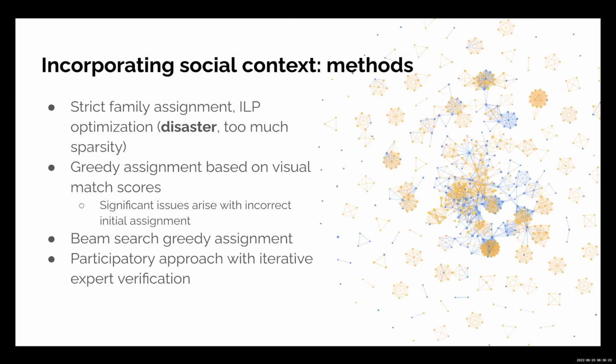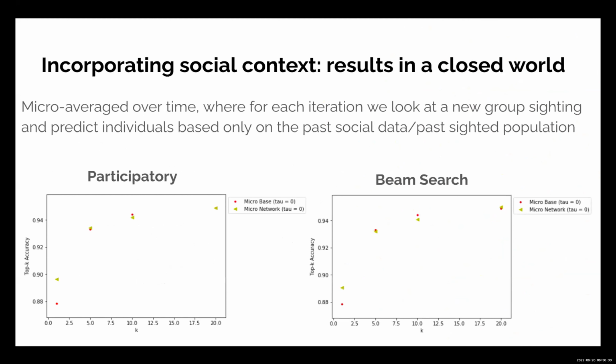So you give an expert the group of individuals, you give them the first one, and then you have them verify the match, and then you incorporate this social network to re-ID. What we found is that these approaches are improving over our baseline. These are micro-averaged over time. So basically it's like you take any point in time and you can only see the past sightings, and then you're looking at improving that social network score over time.